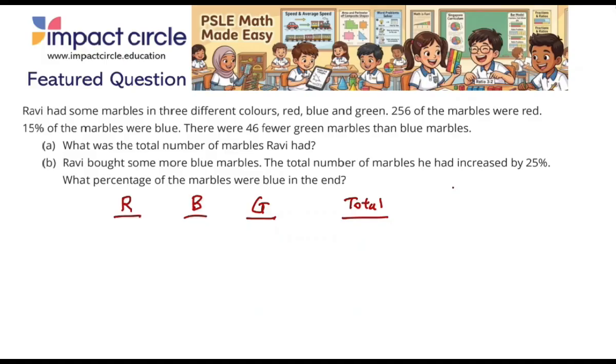Here goes. Ravi had some marbles in three different colors: red, blue, and green. 256 of the marbles were red, 15% of the marbles were blue, and there were 46 fewer green marbles than blue marbles.